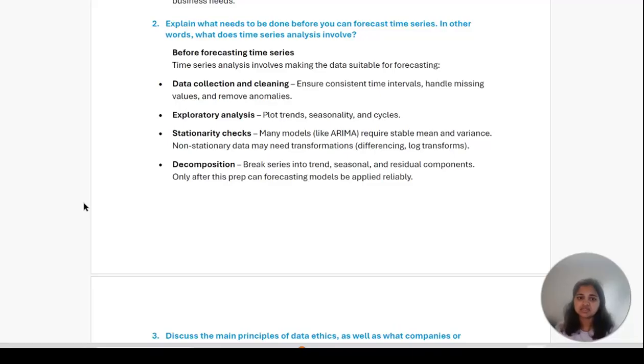Many forecasting models require data to be stationary. If the mean or variance changes over time, I will transform the data, for example, using differencing or log scaling. I also decompose the series into trend, seasonal, and residual components. Once this groundwork is done, I can confidently apply the forecasting models.